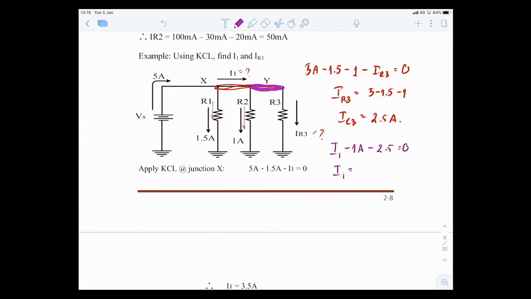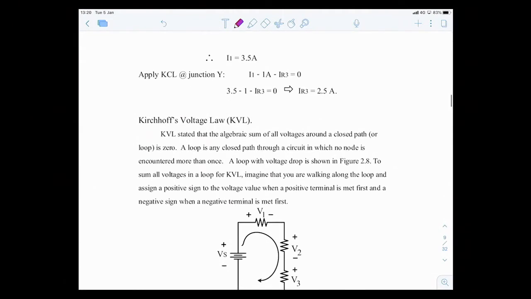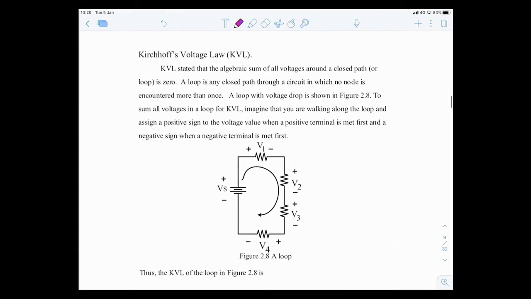So I1 equals 2.5 plus 1 equals 3.5 amps. So you can find the value of the current using simply KCL. Okay, KCL. Next one is KVL, Kirchhoff's voltage law.